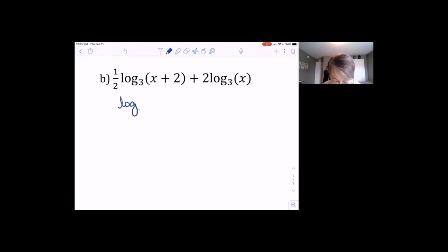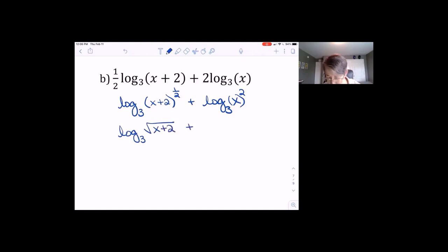So the first logarithm would be log base 3 of (x + 2) to the power of 1/2 plus log base 3 of x squared. Remember that 1/2 does mean square root. So we can write that as log base 3 of the square root of (x + 2) plus log base 3 of x squared.